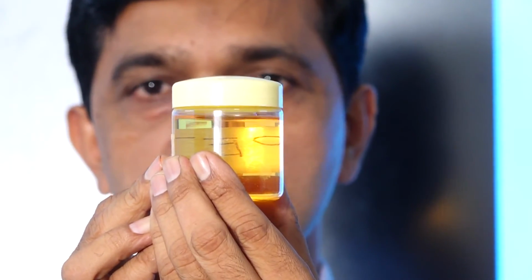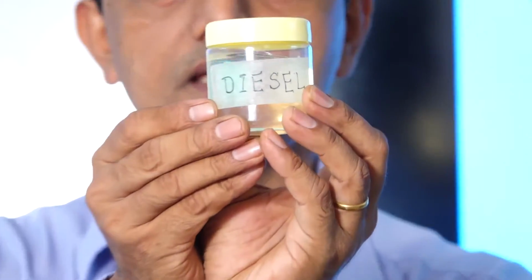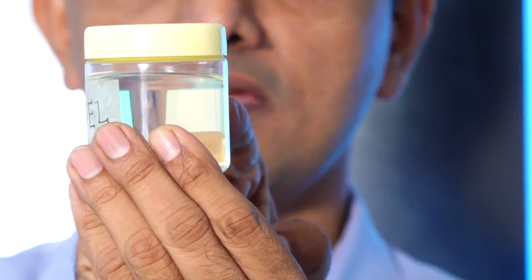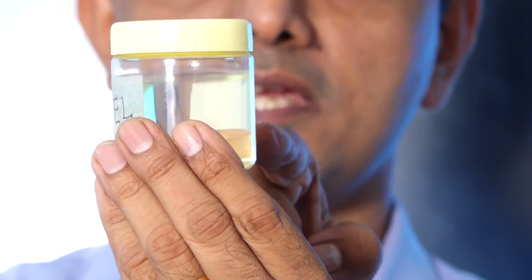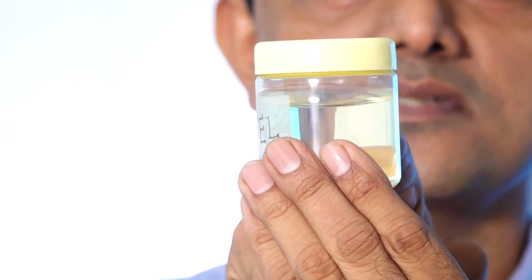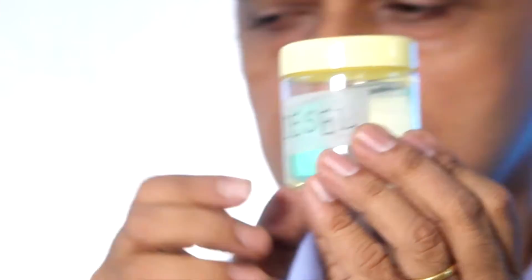So, it is visible. Also, I have some vehicles that make use of diesel. This diesel, nowadays they are refining it, that is why you get a pure, transparent color. Otherwise, diesel has a dense color.